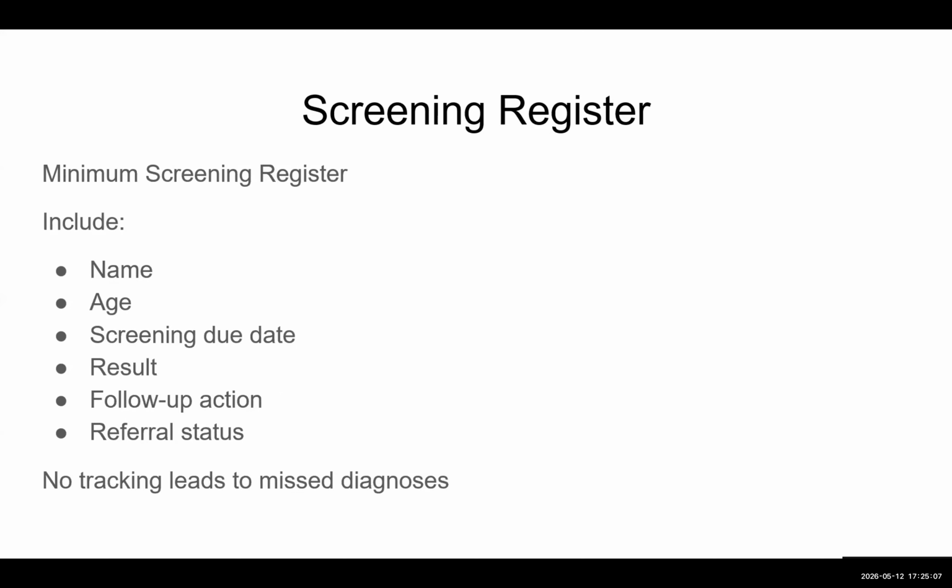A basic screening register, whether it be digitized or paper, needs to include the patient name, age, the screening due dates, the results, the follow-up actions, and the referral status. Whether it be paper or digital, no tracking leads to misdiagnoses.